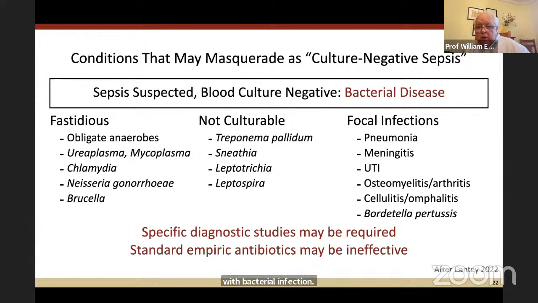And in all of these cases, specific diagnostic tests are required and standard antibiotics are likely to be ineffective. For some of the conditions on the right, the standard antibiotics may be appropriate, but if you're dealing with meningitis or osteomyelitis, you may need to use larger doses and for longer periods of time.